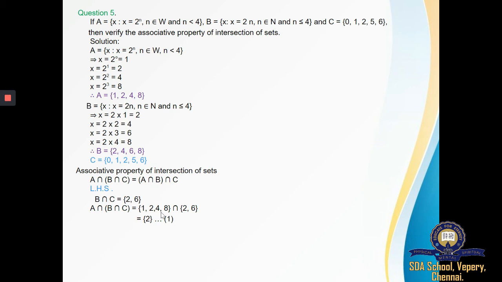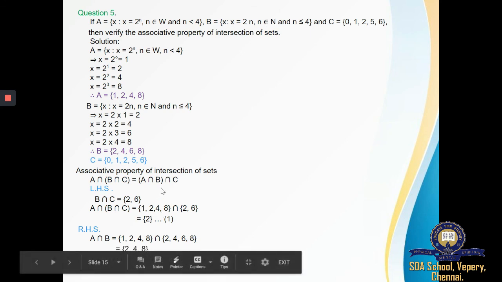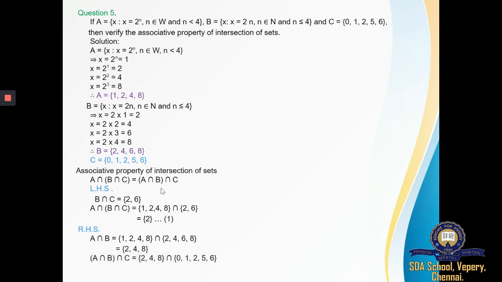Now let us move on to the RHS part. What does my RHS say? (A intersection B) intersection C, it seems. So I have to first solve the one which is there in the bracket, right? So let me first find A intersection B. After finding A intersection B, what do I get? I get the ones which are common between them. What is common between them? 2, 4 and 8 are common between them, right?